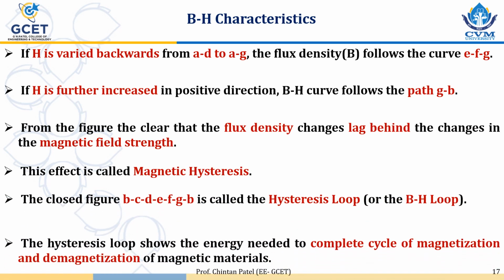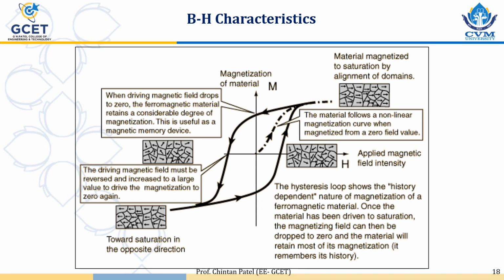So just go through the content. In this diagram, whatever we discussed earlier is summarized, starting from origin to positive saturation, then remanence, coercive force, then negative saturation, then negative remanence, negative coercive force, and so on. So the material is magnetized to saturation in one direction at this point, and the material is magnetized to negative saturation at this side.